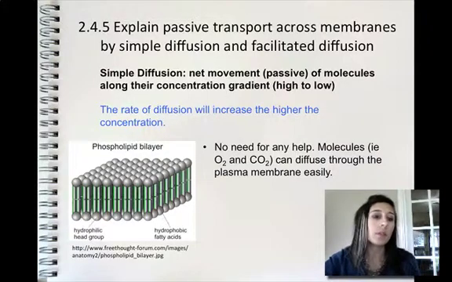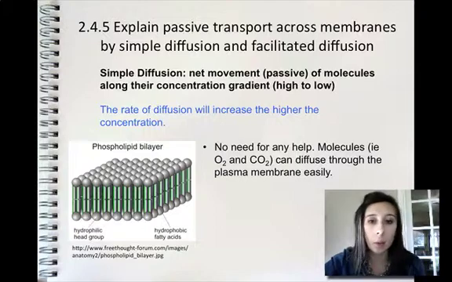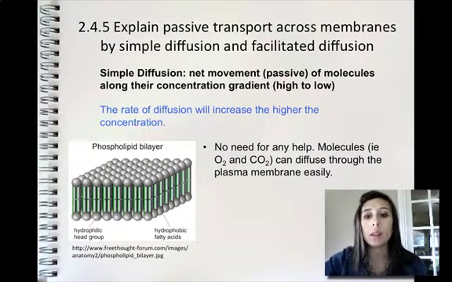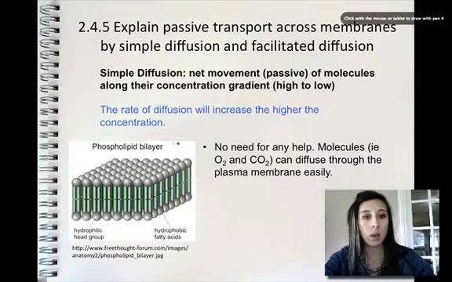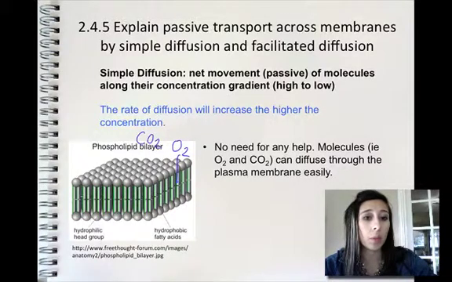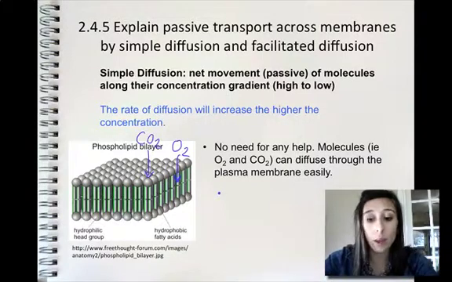This doesn't require any help from any proteins or any energy for it to happen, and these molecules will easily diffuse through our plasma membrane. Our oxygen molecules and our carbon dioxide molecules are small enough, and they have no problems with the attractions toward the lipid bilayer, so they're going to diffuse right through that layer.